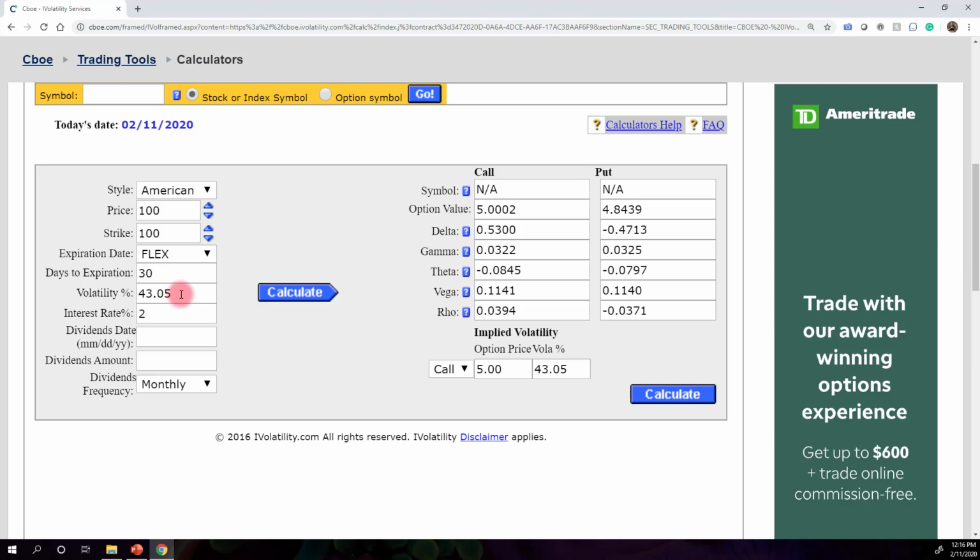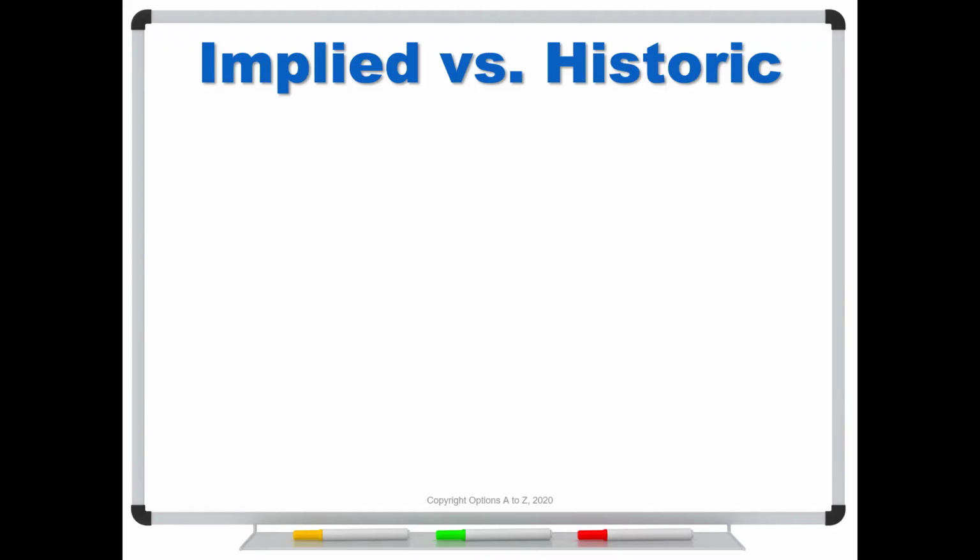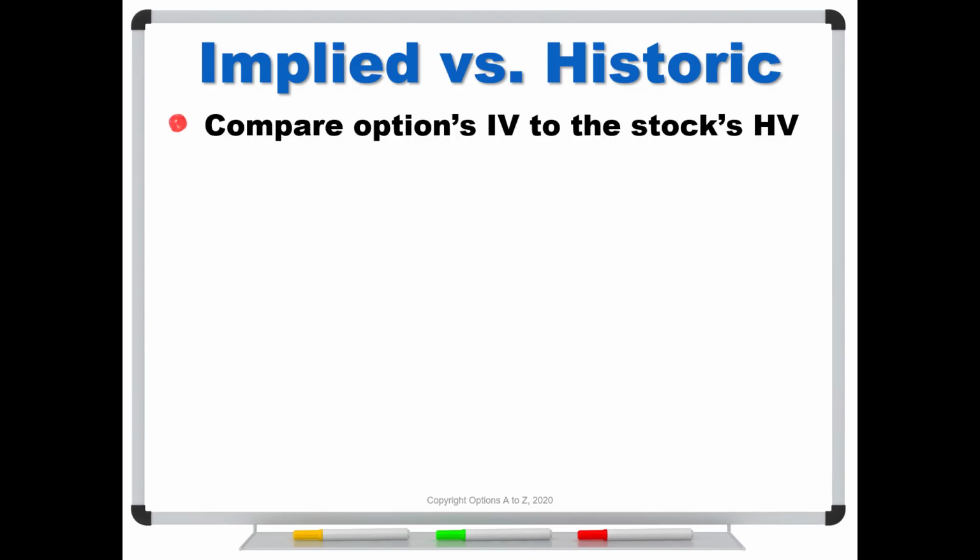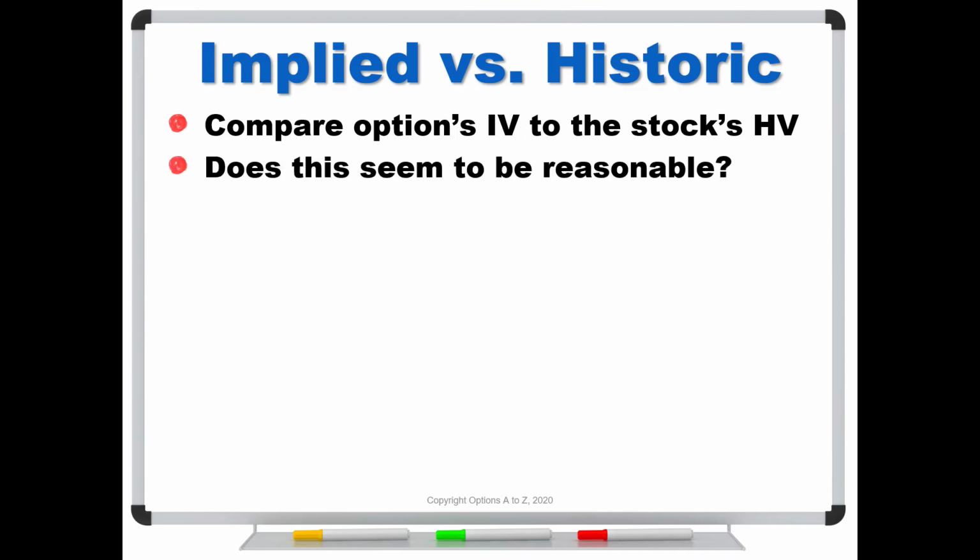So now that we have this number, how do we use it? Well, there's a number of ways we can make comparisons, and some of them get quite detailed, but a very simple one is to just compare the option's implied volatility to the stock's historic volatility. And just ask yourself at a real simple level, does this seem reasonable? Now again, there's far more scientific ways of doing this, such as with vol cones or volatility cones, but just when you're starting out, just ask yourself if it at least sounds reasonable.